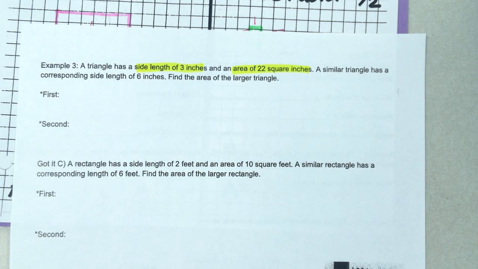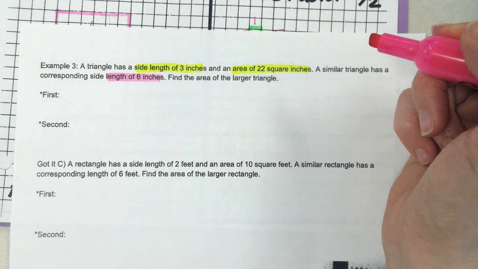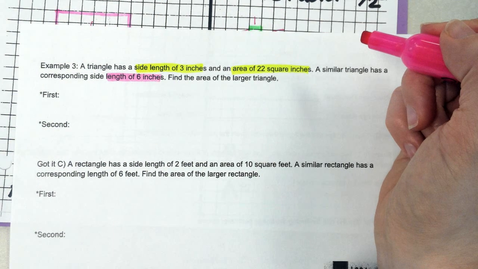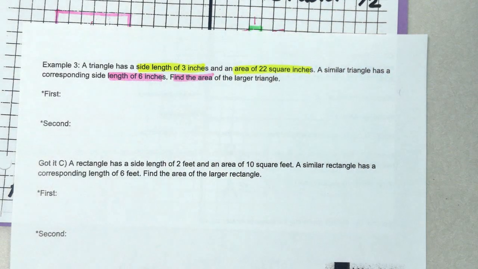Okay, so if I have a different highlighter, then what should I be highlighting in my other color? Denton? Corresponding side length of 6 inches. So side length of 6 inches. And then I would also do, Denton, find the area so that we know that's the one we don't know the area for. You don't have to, but that's just my preference.